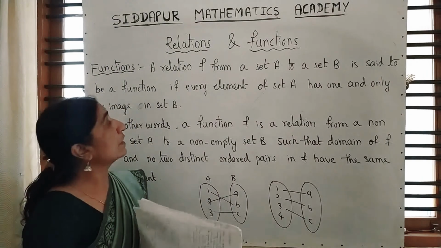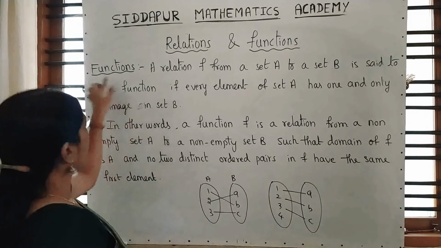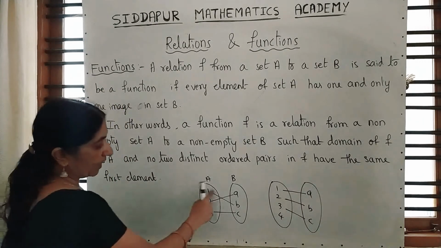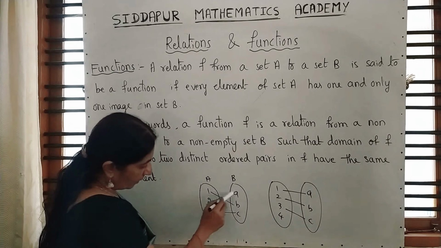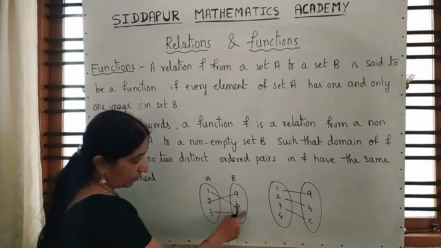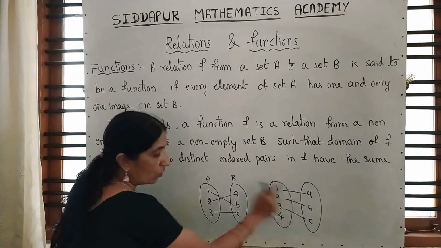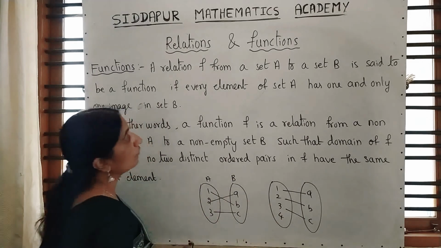Now in today's class, in the relations and functions chapter, I will explain the functions. See, this is the first set A and second set B. In the first set, see what you are observing, each element is connected with a single element of the second set. And here 4 is not connected with any element. That means this is a function but this is not a function.